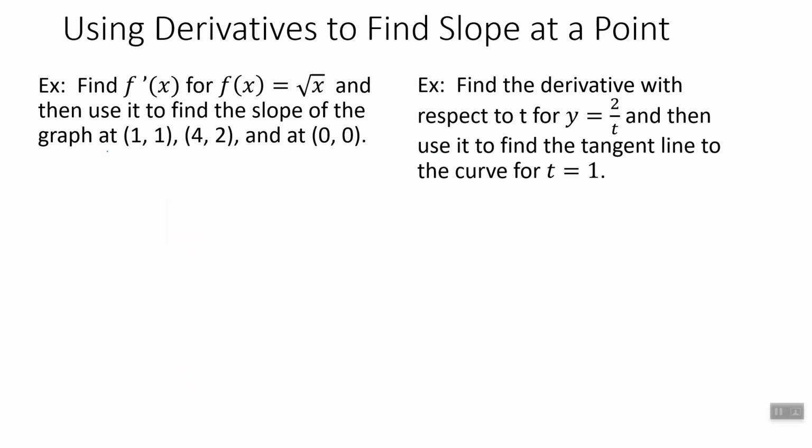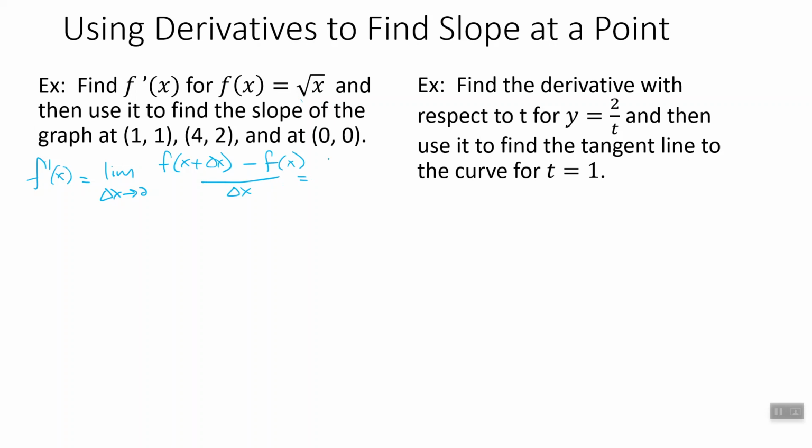All right, so let's do some more work with derivatives. So f prime of x here is what we want to find. So that means it's the derivative of f of x, if our function is just the square root of x, and then we want to use it to find the slope at all these different points. So the slope of the tangent line is what we mean when we say the slope. So we need to find f prime of x, which is the limit as delta x goes to 0 of f of x plus delta x minus f of x all over delta x.